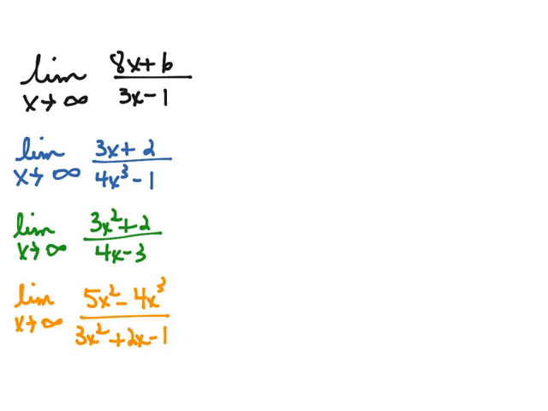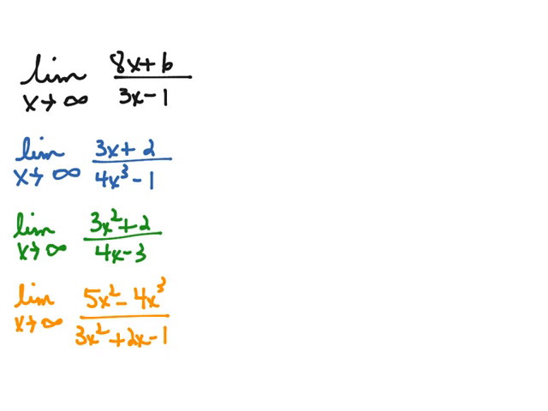One approach to evaluating limits at infinity is to remember our horizontal asymptote rules. Horizontal asymptote rules said that if the greater power was in the numerator, then there wasn't a horizontal asymptote, which would indicate that there's not a limit as x approaches infinity.